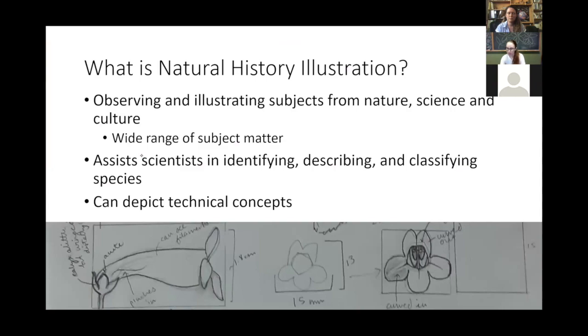So natural history illustration is all about observing and illustrating subjects from nature, science, and culture, and usually the intersection of all those different components. So this includes a very wide range of subject matter. And really the links to your subject's environment are generally the focus of natural history illustration. And this assists scientists in identifying, describing, classifying species, as well as explaining technical concepts that can be difficult to understand or describe with just words.